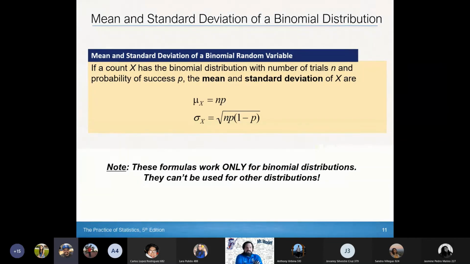Please note, these formulas work only for binomial distributions. They can't be used for other distributions. These are special for binomial distributions and binomial random variables, okay? Don't use them in other places. So take a moment to write these down.